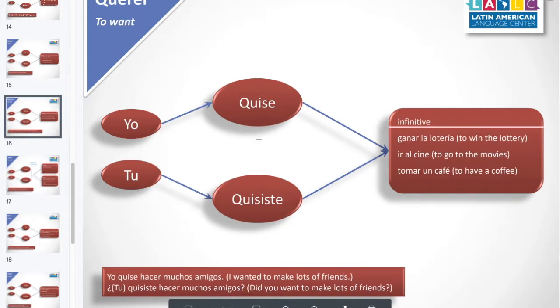So then you have querer, which is wanted. So, for example, quise ir a tu fiesta. I wanted to go to your party, pero no pude. Quise ir a tu fiesta, pero no pude. O quise ir al cine. Quise tomar un café, it's true. Hoy quise tomar un café, pero no pude. No tuve tiempo. Another one that you can use, tener. Time. No tuve tiempo. Okay.